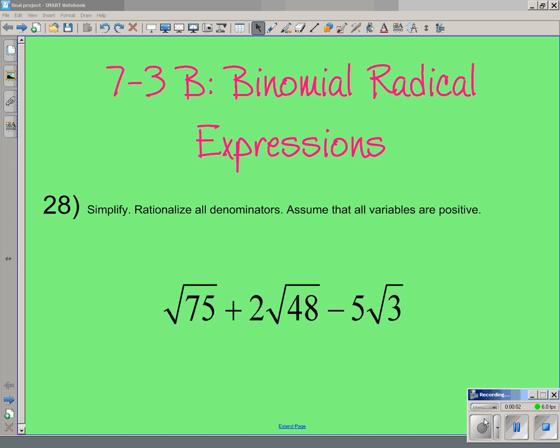Today we're going to do 7-3, which is binomial radical expressions. The problem says to simplify, rationalize all denominators, and assume that all variables are positive. But in this problem, there isn't a denominator, and there aren't any variables, so you can just simplify the problem as it is.